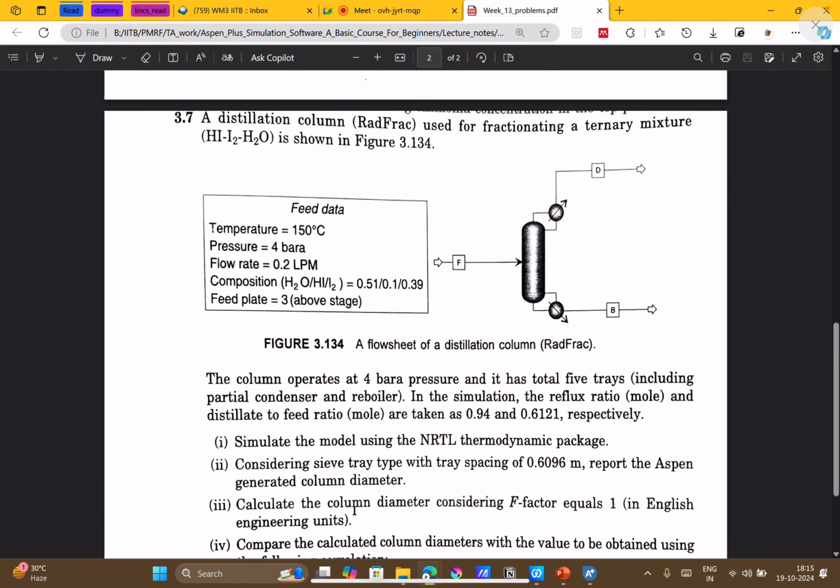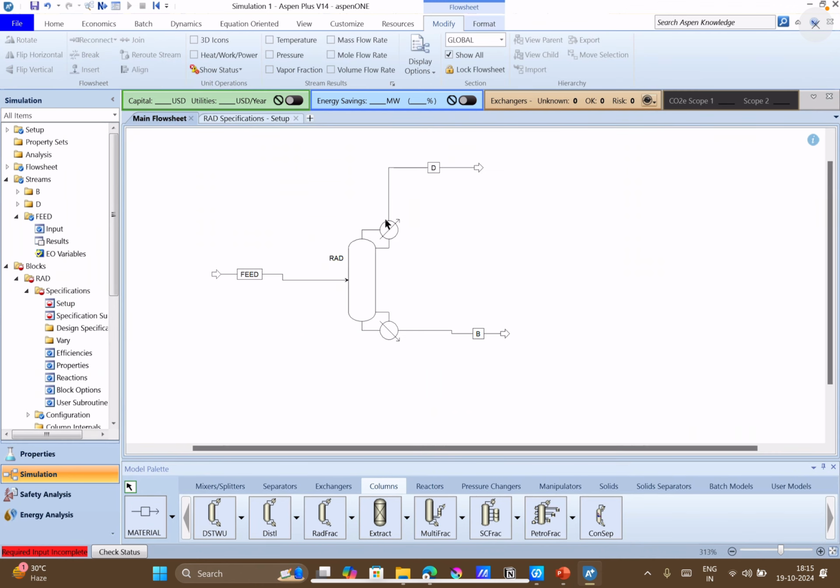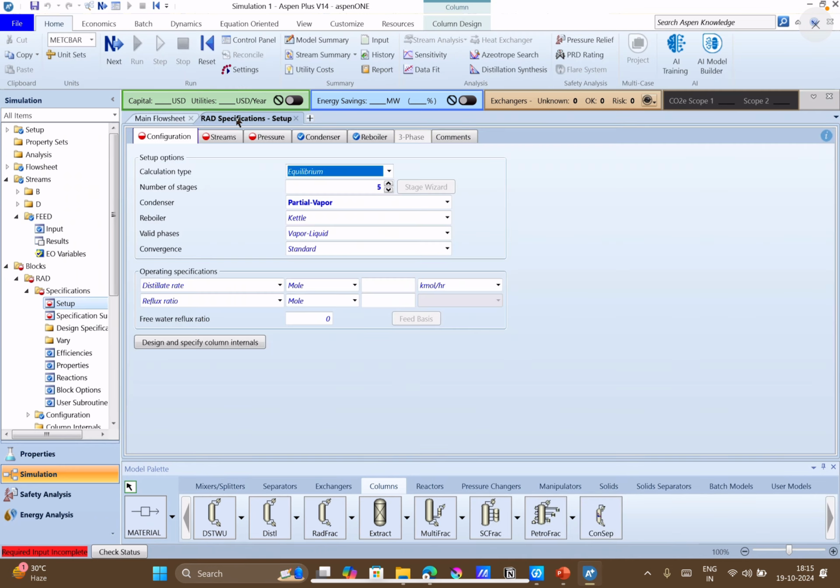For the RadFrac column we have been provided that it has a total of 5 stages including the condenser, which is a partial condenser, and the reboiler. So total stages are 5. Condenser type is partial. So here we will select partial vapor, because as per the flow sheet, we only see the vapor product coming out of the distillate, out of the condenser. So I am selecting partial vapor condenser.